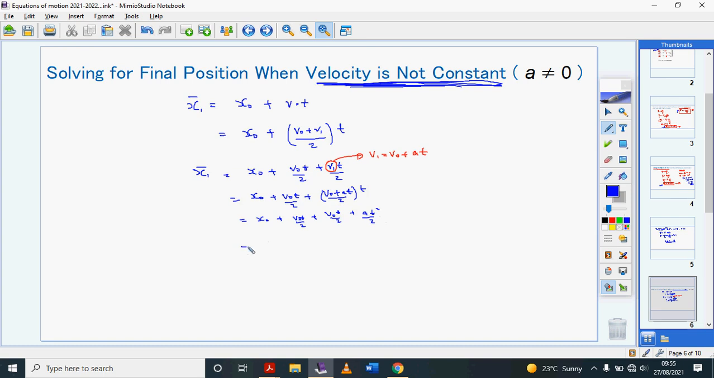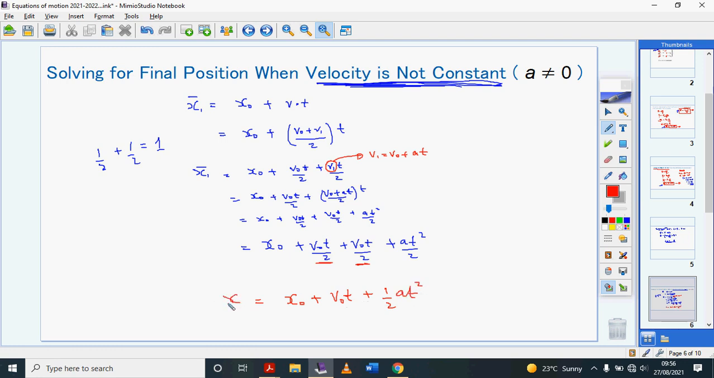Now I have x0, we'll just write it in bigger terms, plus v0 t over 2 plus another v0 t over 2 plus a t squared over 2. So when I have two halves of the same thing, I hope you remember that that's equal to one whole thing. Here v0 t over 2 is being added to v0 t over 2, so that is just v0 t: x0 plus v0 t plus 1/2 a t squared.